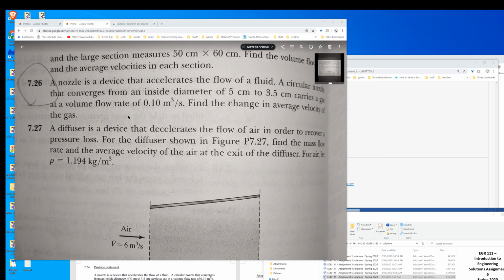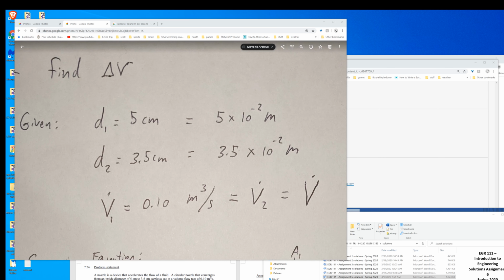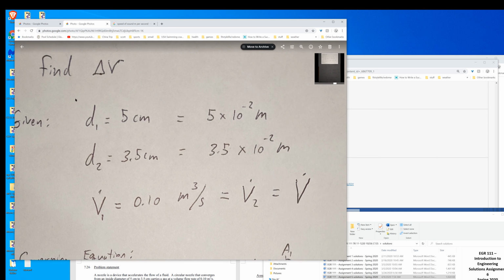And this one, it is a gas. It defines it as a gas. As previous, what are we looking for? We're looking for delta V. I just started by writing down what's given in the problem. The input to the nozzle has a diameter of 5 centimeters, and we assume it's circular. The output of the nozzle has a diameter of 3.5 centimeters. And then we're given a volume flow rate.